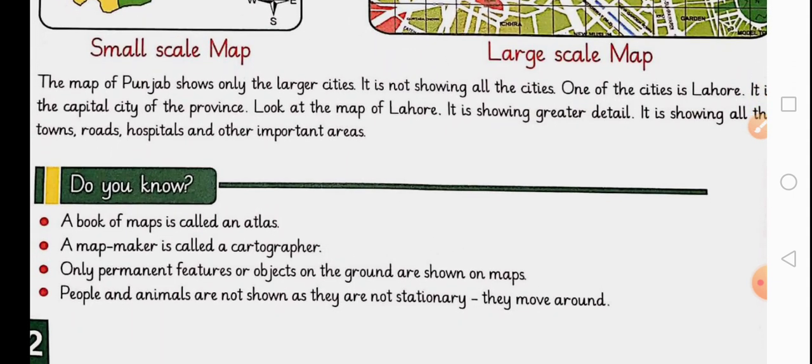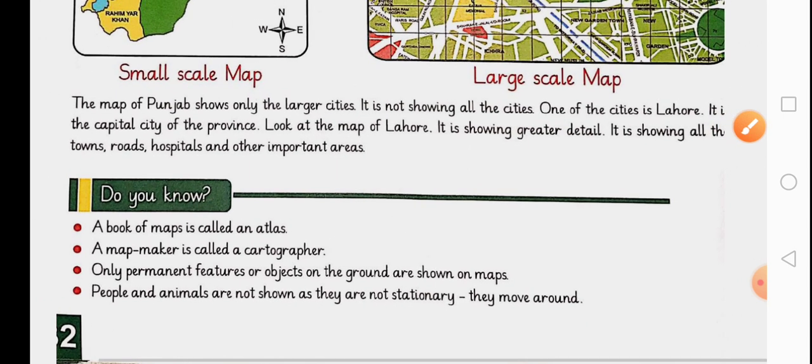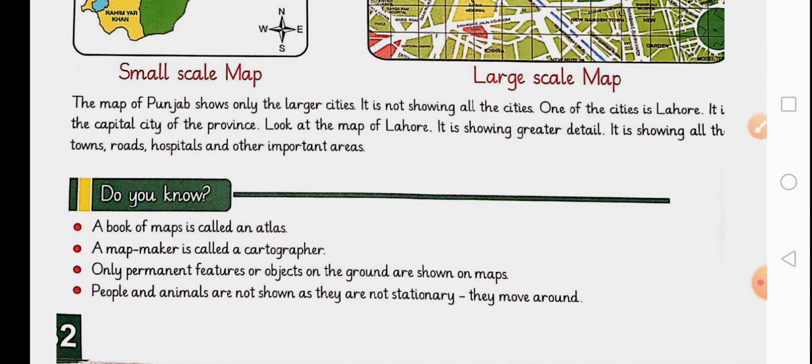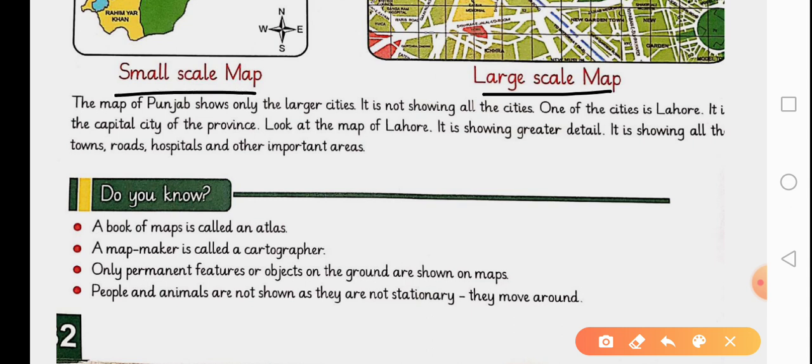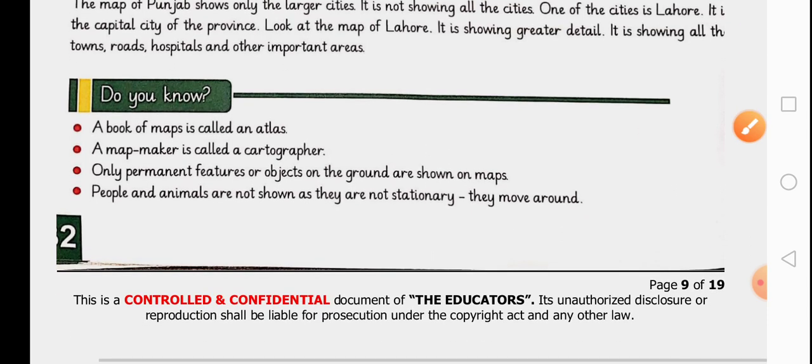The map of Punjab shows only larger cities. It is not showing all the cities. One of the cities is Lahore. It is the capital city of the province. Look at the map of Lahore. It is showing greater detail. So that is how it is a large scale map, because it has a large amount of detail, and the Punjab map is a small scale map because it lacks a large amount of detail.